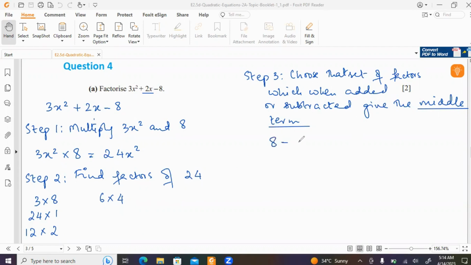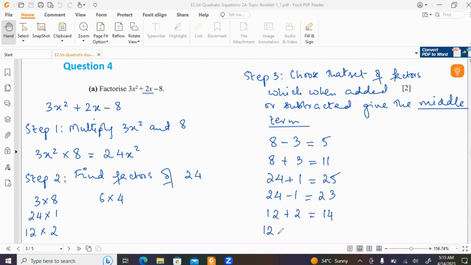So if we subtract 8 and 3, we get 5. But if we add 8 and 3, we get 11. If we do 24 plus 1, that's 25. If we do 24 minus 1, that's going to be 23. Similarly, 12 plus 2 is 14. 12 minus 2 is 10. And lastly, 6 plus 4 is 10. But 6 minus 4 is going to be 2.